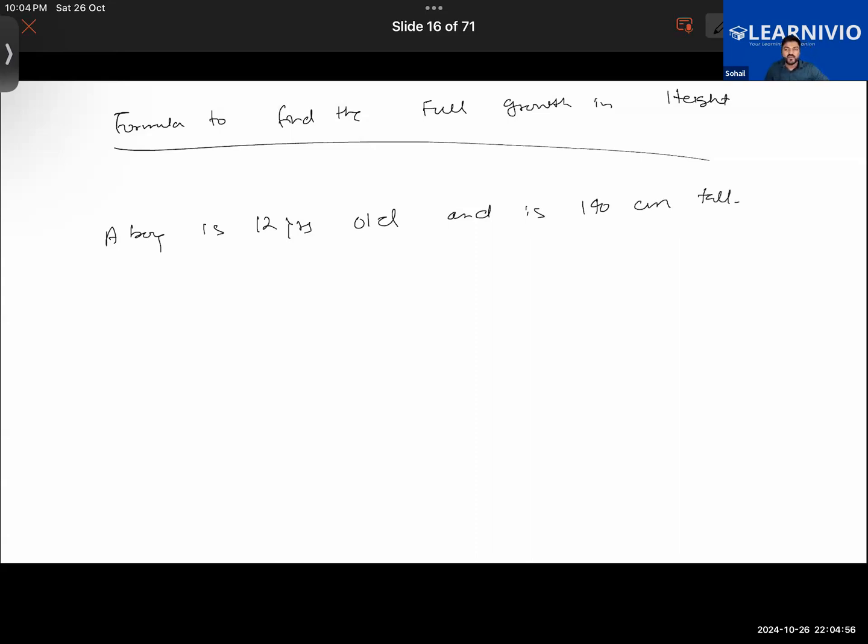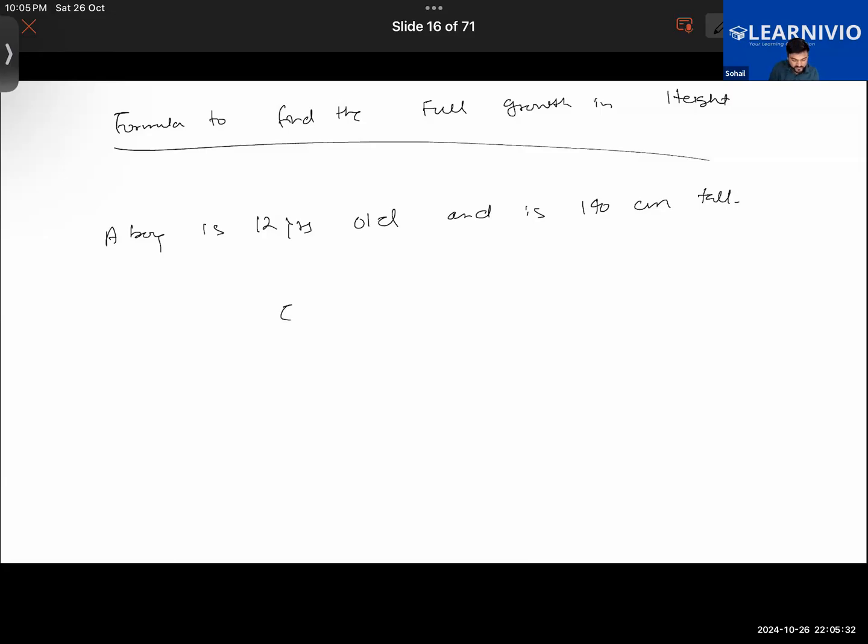At the end of the growth period, we try to find out what will be the likely height, when he reaches the age of 18 or 19 years. By the age of 18, what will be his full height? Right now, at the age of 12, what is the height of the boy? It is 140 centimeter, as I have written here. It will be calculated using a formula.